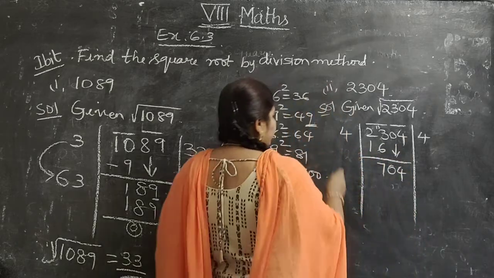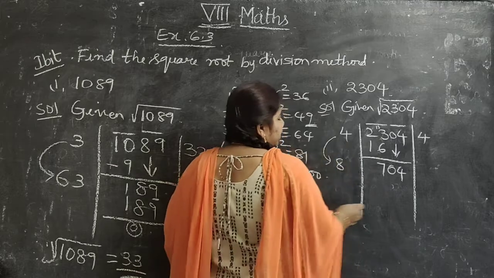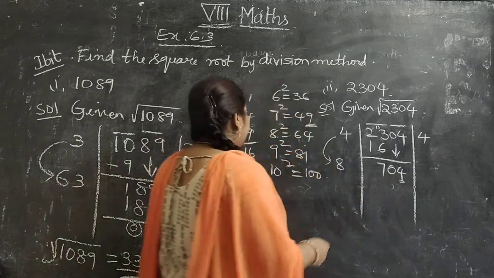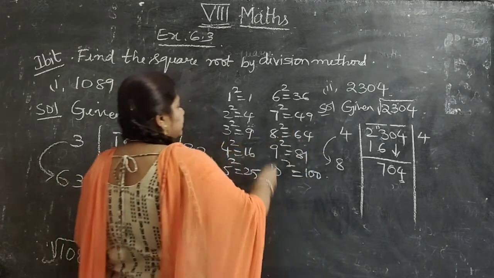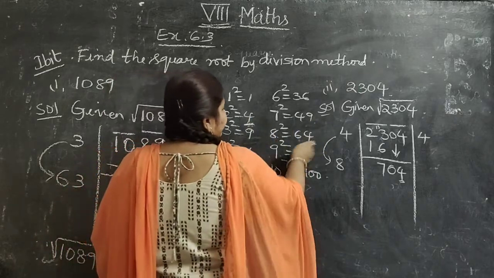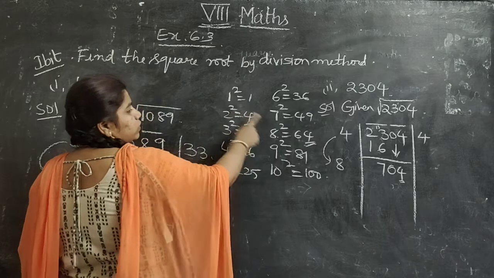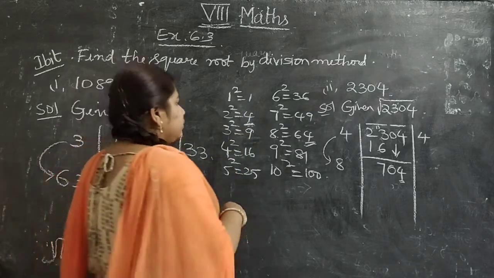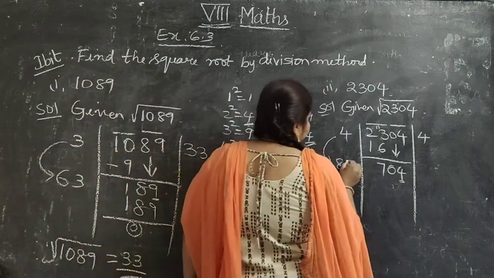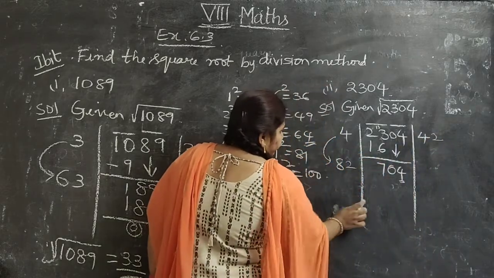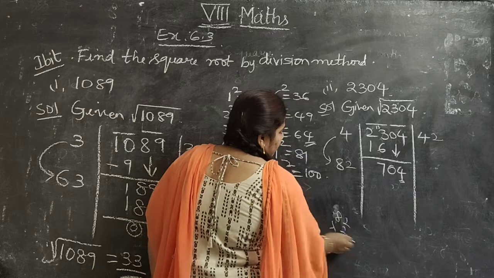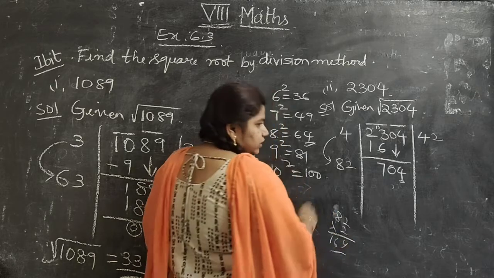Now double this 4, it will be 8. So what is the last digit here? 4. So where you are seeing the units place as 4, in two cases, that is 2 square and 8 square, the answer will lie between 2 square and 8 square only. So first we will apply 2. If you apply 2 here, 82 2's are 164. That is a very big number.